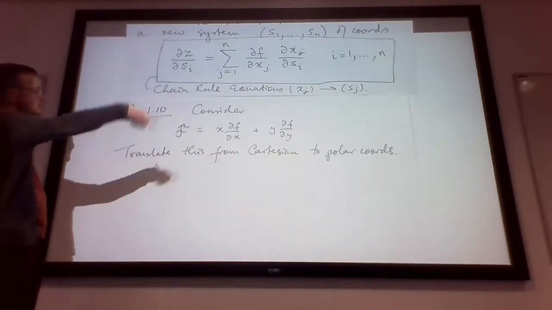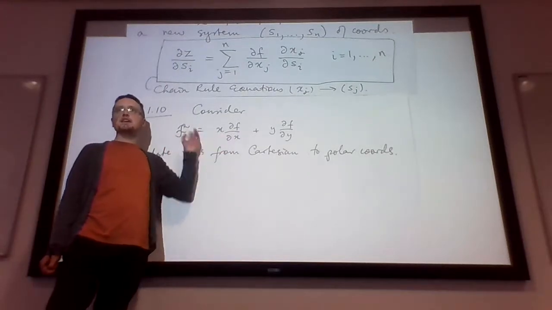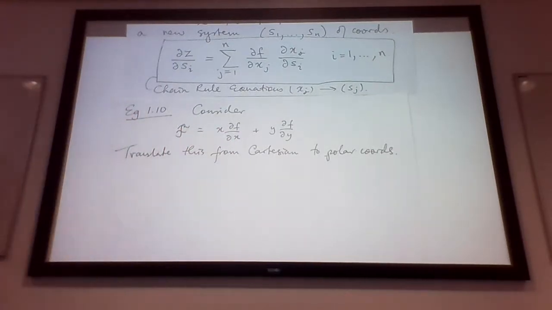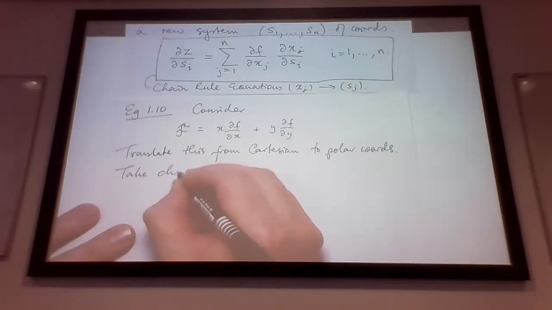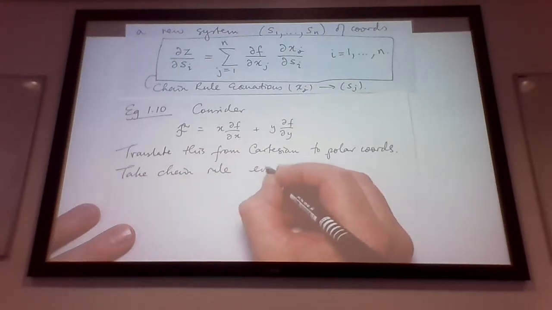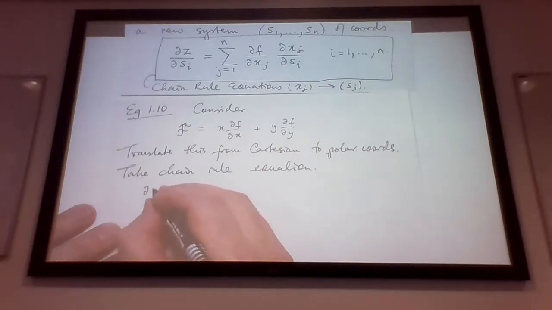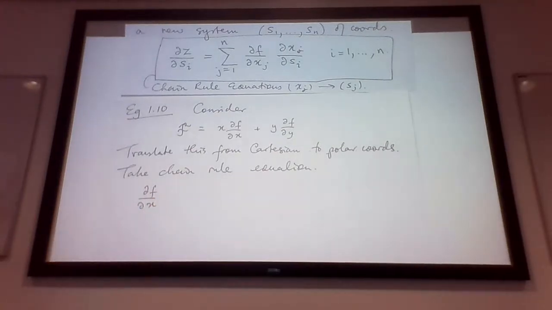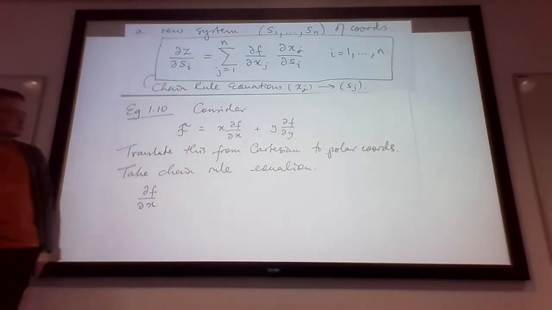It's like a script f, an ornate script f. You see it in the notes there on page 14. Get the equivalent expression for this, but only in terms of the polar coordinates. So we take the chain rule equation. Now we want the chain rule equation that's going to tell us what to do with df dx. Chain rule equations can go both ways. They can tell you what the derivatives of f with respect to the new variables are in terms of the old, or the old in terms of the new.